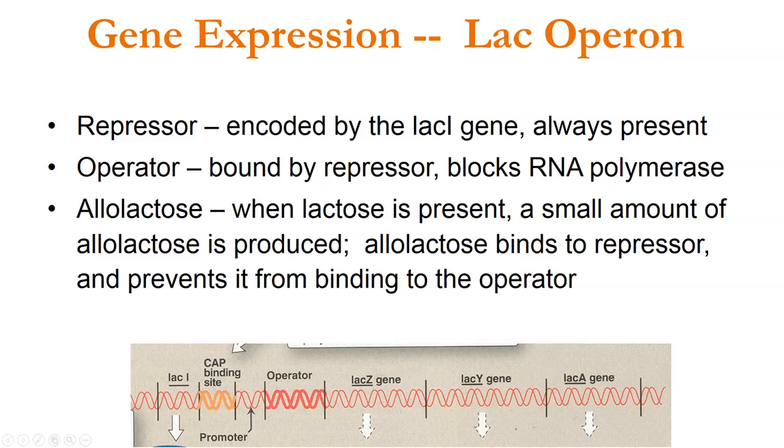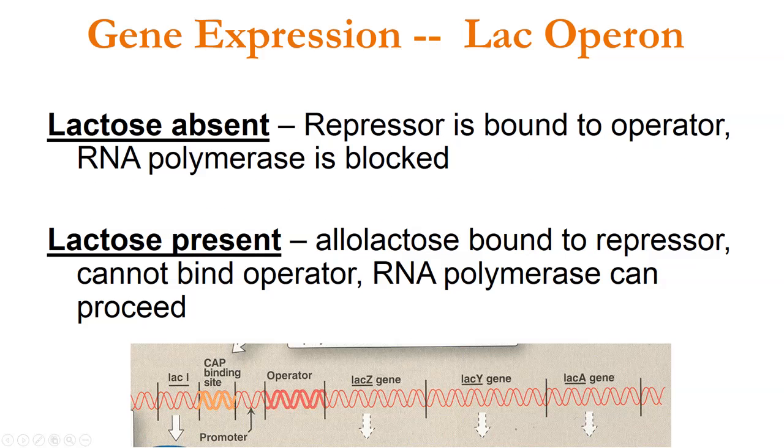Okay? So when lactose is absent, that repressor is going to be bound to the operator. That's going to physically block the RNA polymerase. When lactose is present, allolactose is going to bind to that repressor. Therefore, it's no longer going to be bound to the operator sequence. Therefore, you've removed that physical block, and now that RNA polymerase can move forward. Okay?